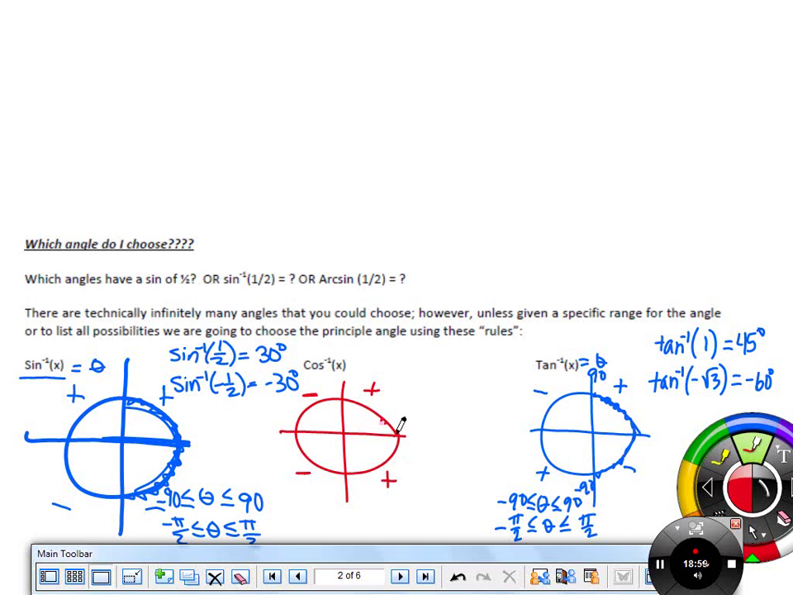So for the cosine, they choose to use the first two quadrants, basically numbers from 0 to 180. So when you're trying to figure out an angle, when you're using the inverse cosine, for that angle, you're going to pick values that are between 0 and 180. Or 0 and pi.